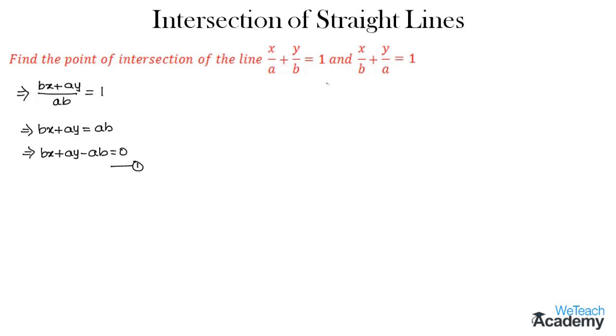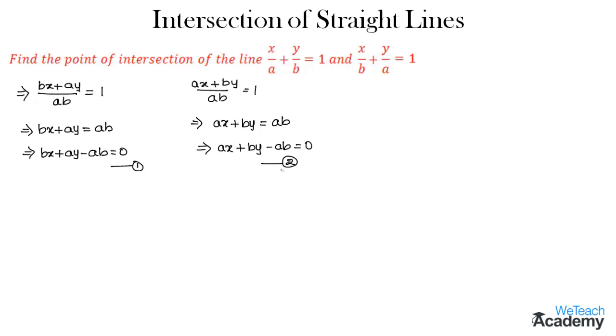Now let us convert the second straight line. Here we get ax plus by divided by ab is equal to 1. So that implies ax plus by is equal to ab, and then we get ax plus by minus ab is equal to 0. Now let us name this equation as equation 2.